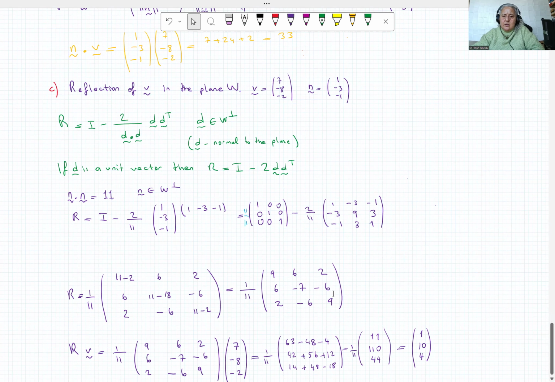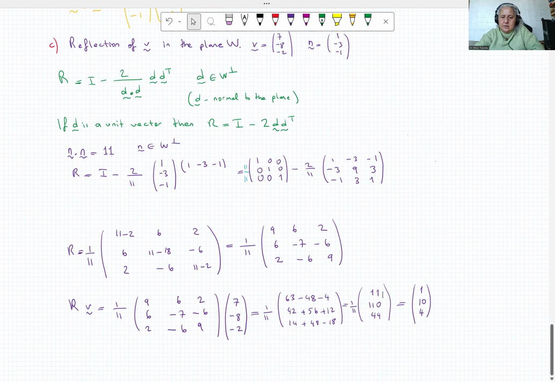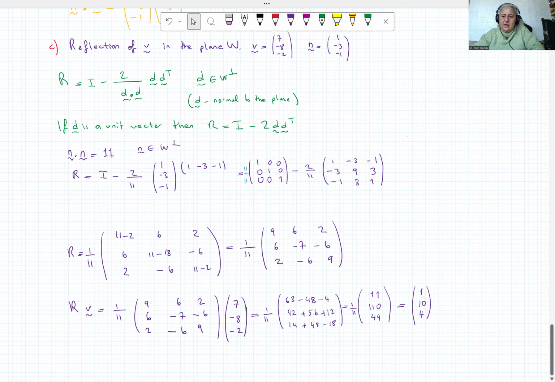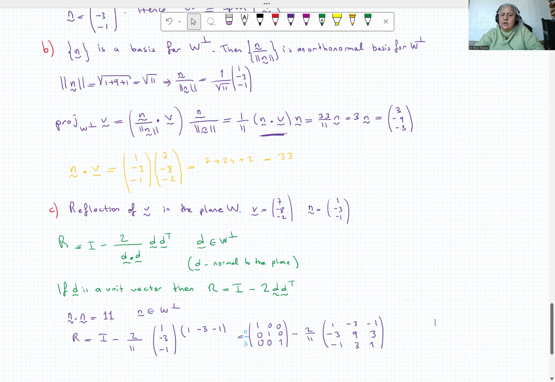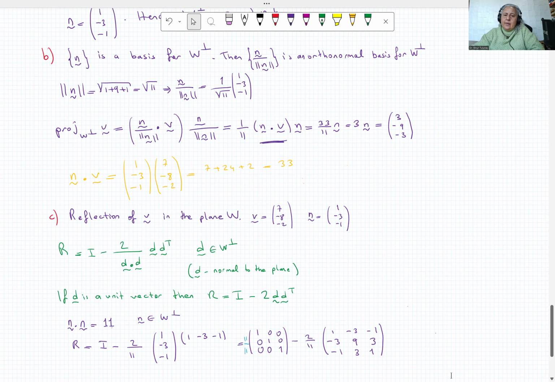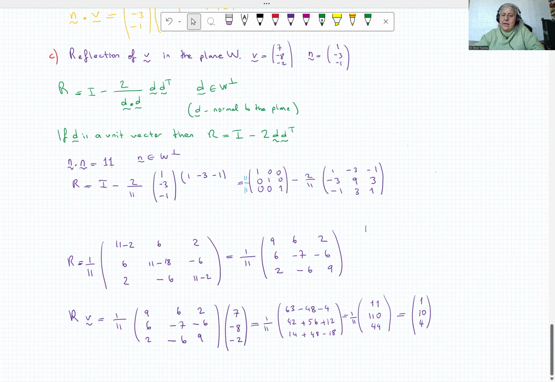And then R will be this matrix, and then V was this vector. Multiplying this matrix with this vector will give you this reflection. So 1, 10, 4 is the reflection vector of the vector V with respect to the plane W. So that's your answer.